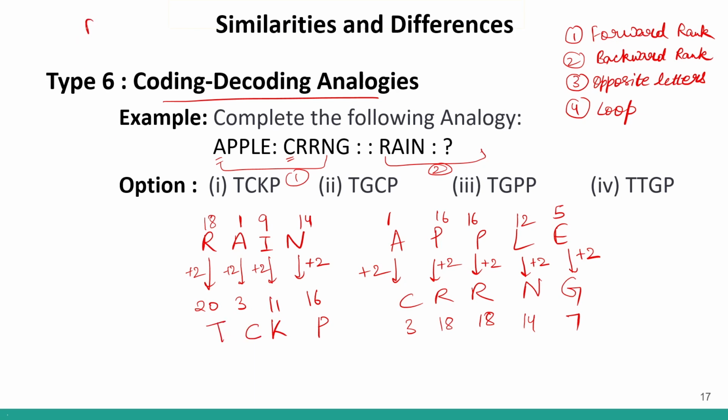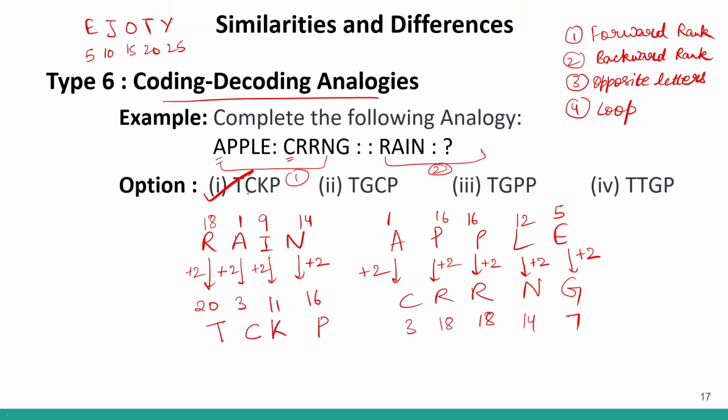So you can use the shortcut as I told you, T, 5, 10, 15, 20, and 25, to remember the forward ranks. So here I can see everything is going +2, right? Moving 2 positions forward. So if we move 2 positions forward for rain, we'll get T, C, K, P. So our answer will be option number 1, TCKP.